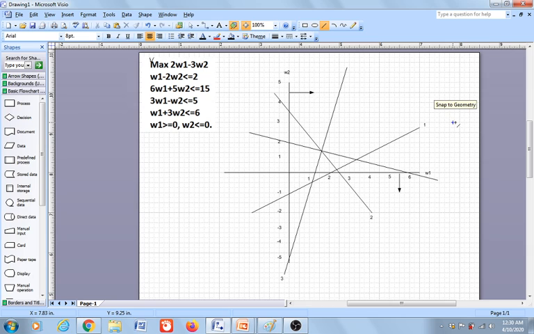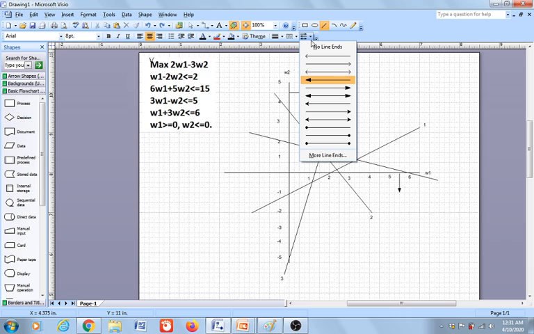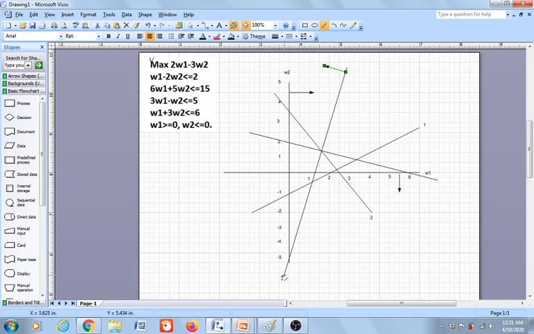Okay, and see that every constraint has the sign of less than or equal to. So if we test 0, 0, so 0 is less than or equal to 2, 0 is less than or equal to 15, and so on and so forth. So every constraint will have the same direction. So the direction is to the 0, 0, or to the origin. Okay, so now we need to identify our feasible region. So I think this is the feasible region.